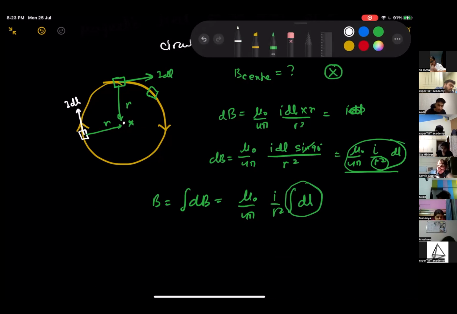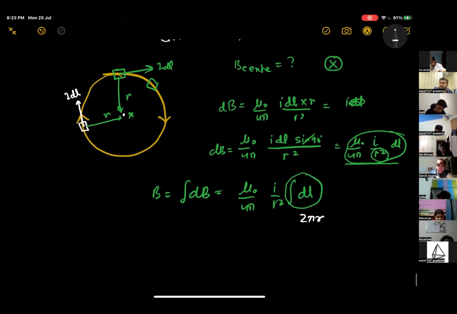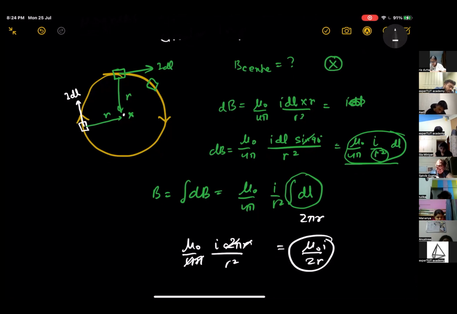Things will get easier if you just say the things aloud, right? So mu naught by 4 pi I into 2 pi R will come, divided by R square. Cancel the pi, cancel the 2, and one R will also go, you will get mu naught I by 2R. Fine. Okay, everyone.